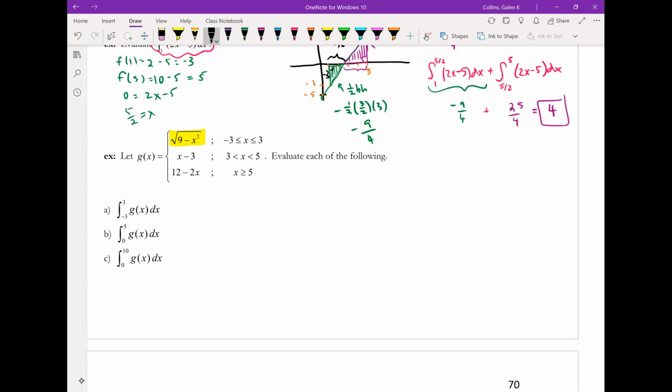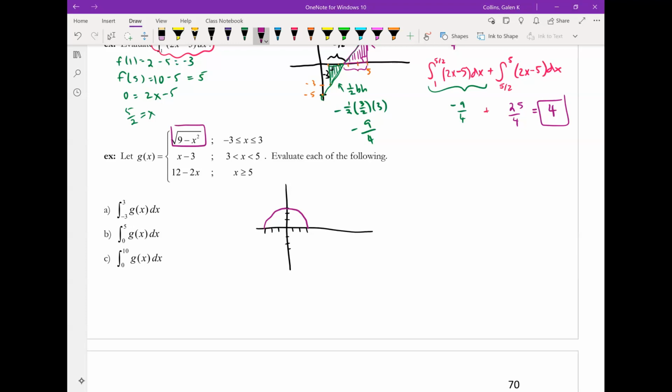Okay, so now we can sketch this piecewise function. I know I've got to start at -3, and then just looking at the different integrals I've got to evaluate, I need to go out to at least +10. So again, this is just a sketch. So we said from -3 to +3, we have that semicircle. So I'm going to call that the first part of our piecewise.